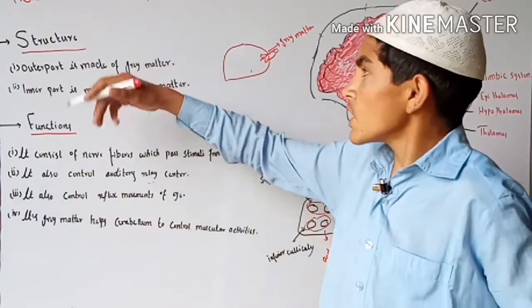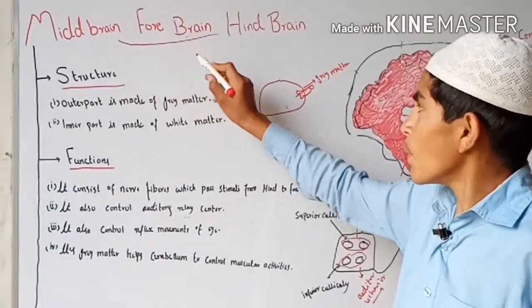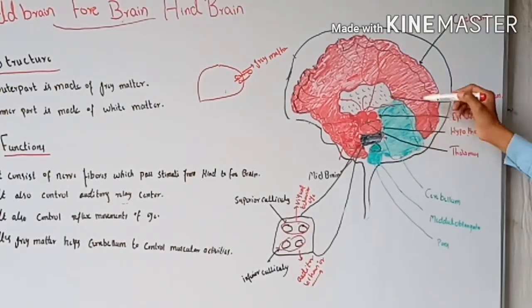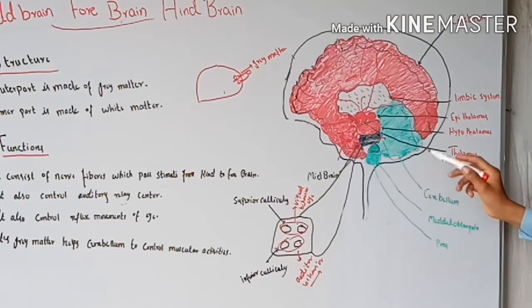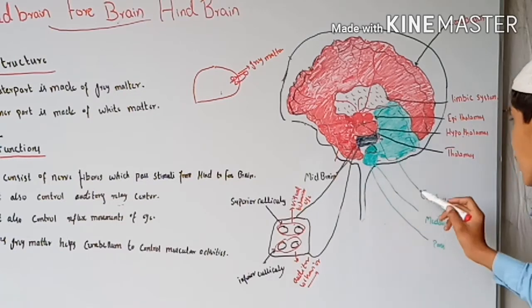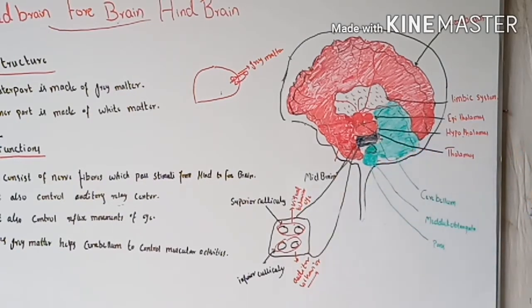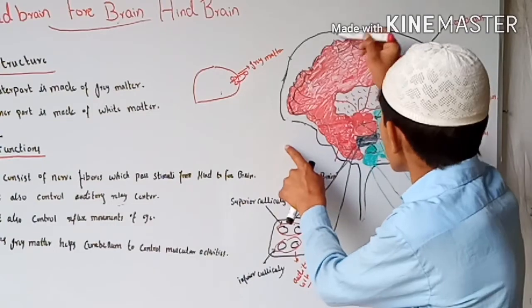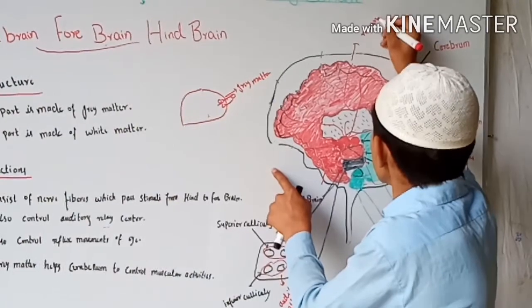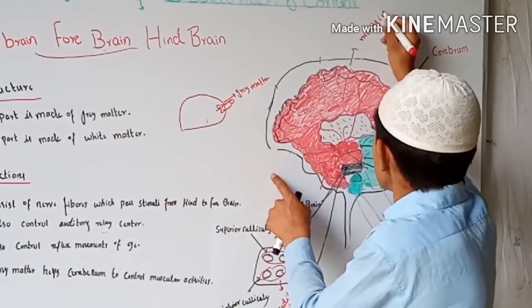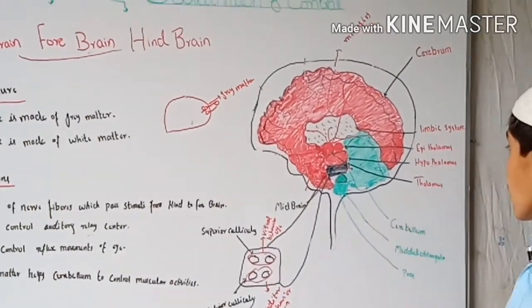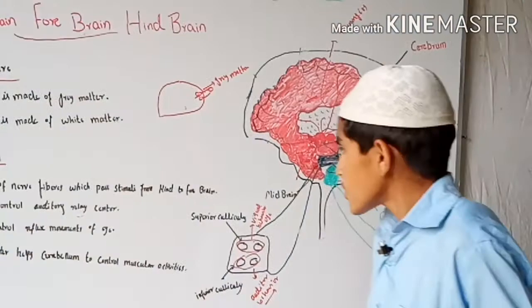So we talked about its three parts: the midbrain, forebrain, and hindbrain. The large portion is the forebrain, as I mentioned before, and this green part is the hindbrain, and this little portion is the midbrain. These are called the meninges. We will talk about the meninges and their functions in later lectures.